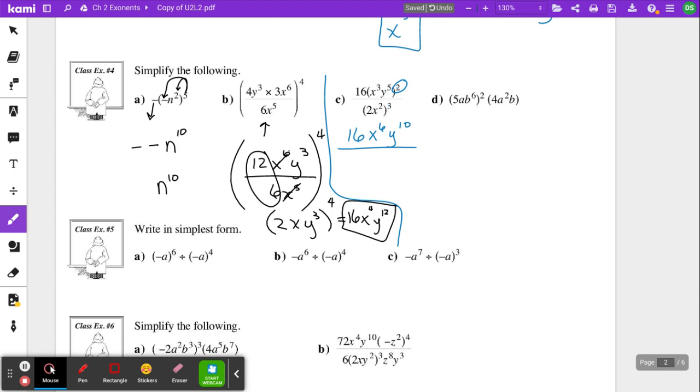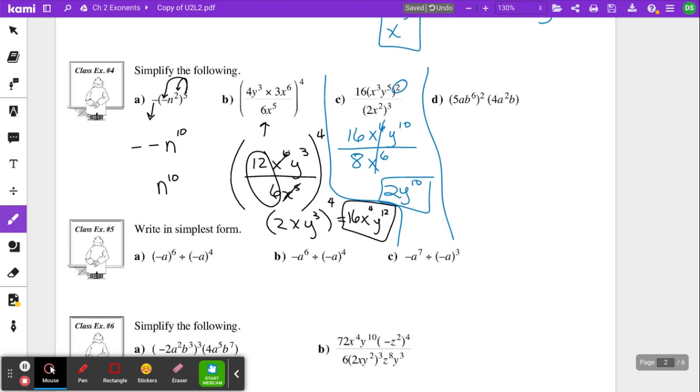Does the 3, the little cube, affect the 2? Bailey? Yes. Why? Because it's in the bracket. So 2 cubed is 8, x to the 6. You've got to ask yourself, what's being affected here? All right, now the 16 over 8. We've been doing 16 over 8 since we were in grade 3. 16 divided by 8 is a 2. X to the 6 over x to the 6 is a 1. And I get y to the 10, all done. Not so bad.